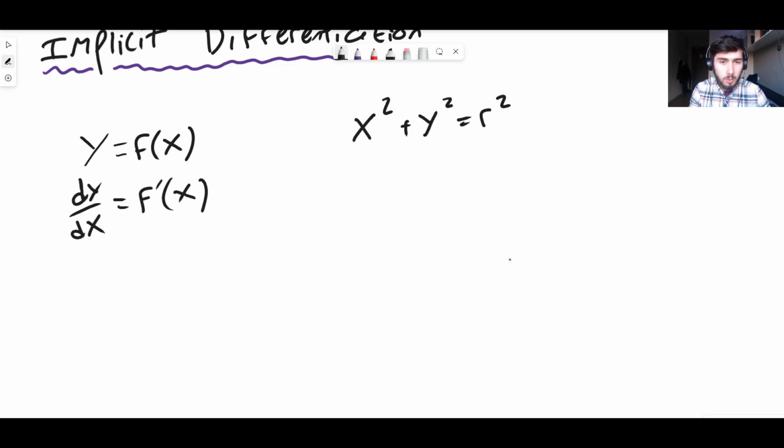Well, this is how implicit differentiation actually works. What you do is if you see any functions of x, for example x squared, you differentiate them like normal. So the derivative of x squared is 2x.